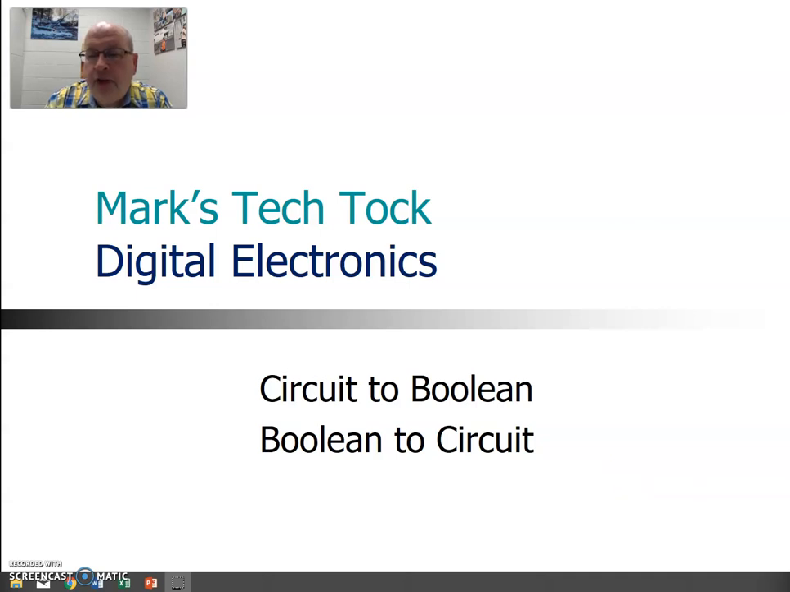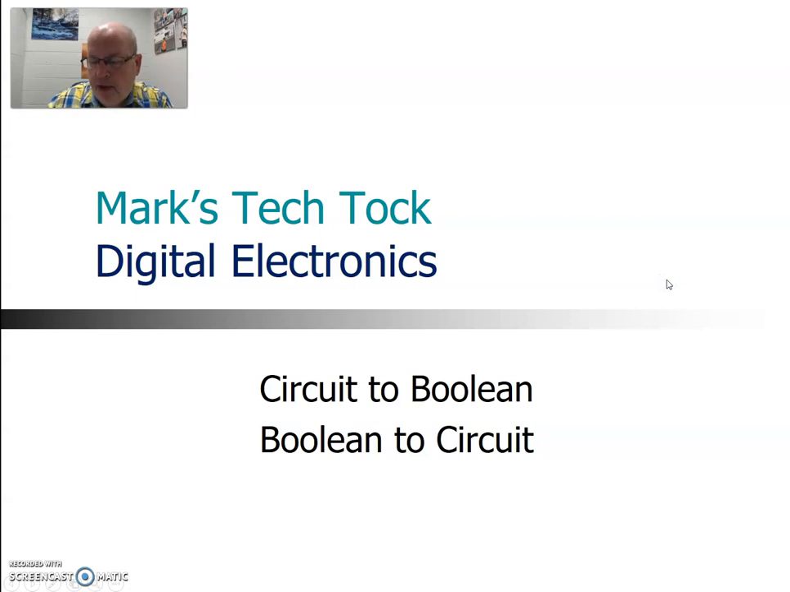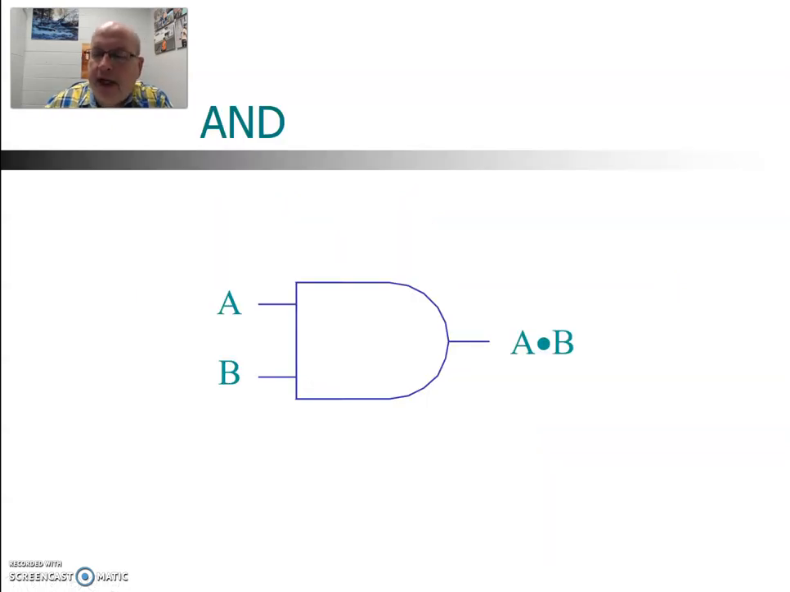In this edition, we're going to explore converting from circuit diagrams to Boolean expressions and vice versa. So first thing to do is to look at the logic gates and understand how they are related to Boolean expressions. First thing we have is an AND gate. That is equivalent to Boolean multiplication.